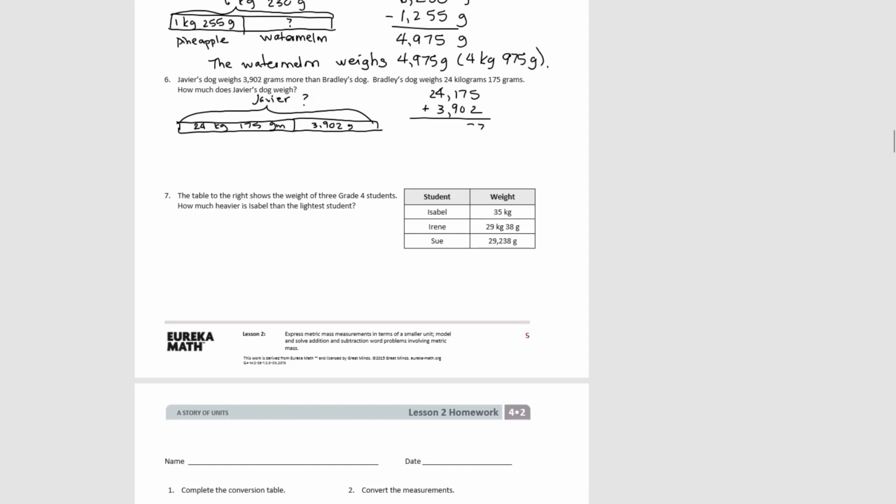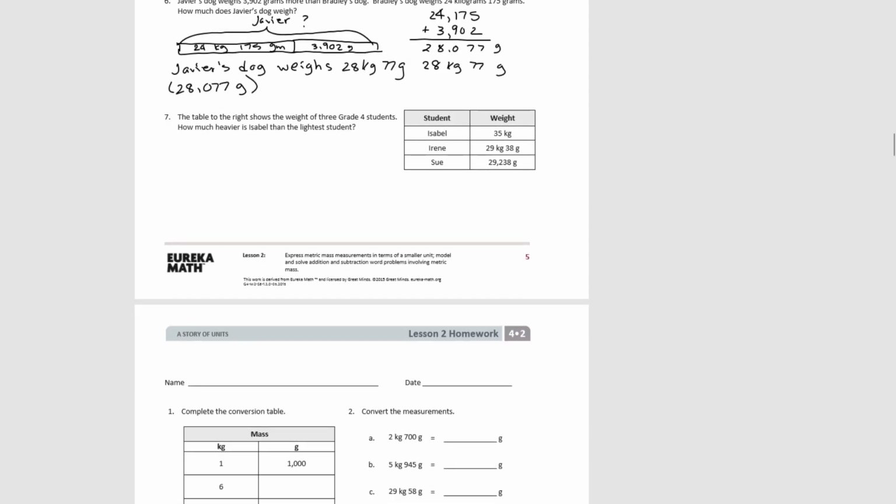And if we add those together, we get 28,077 grams, or 28 kilograms, 77 grams. So Javier's dog weighs 28 kilograms, 77 grams, or 28,077 grams. Okay, pause the video and try number 7.